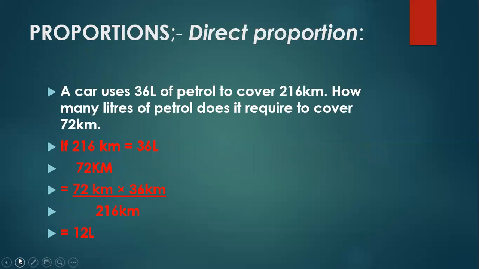Let's now move to proportions, and we also have two types of proportions. We have direct proportion, where you're supposed to cross multiply, and also indirect proportion. So if you see a question like this, you just need to cross multiply. A car uses 36 liters of petrol to cover 216 kilometers. How many liters of petrol does it require to cover 72 kilometers?